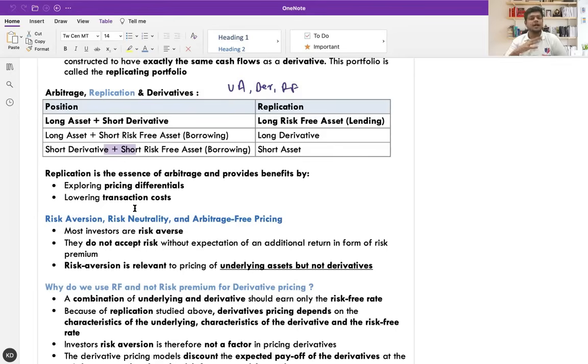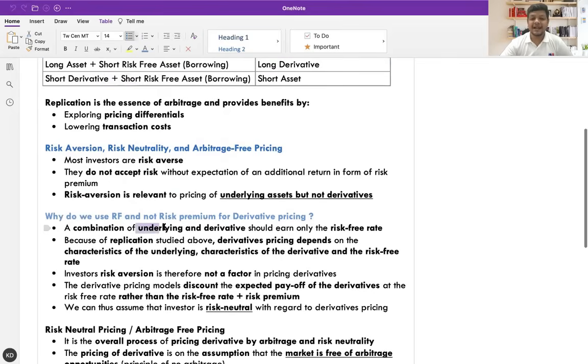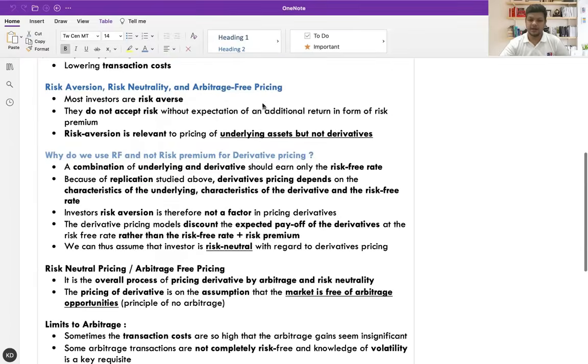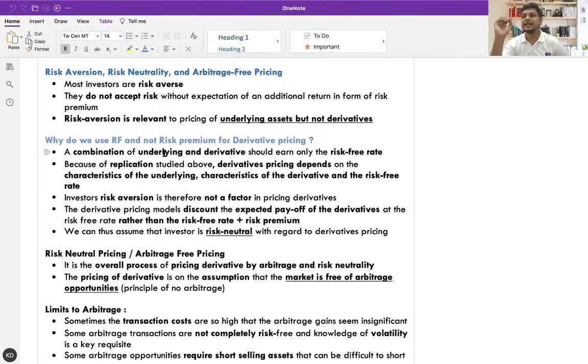Clear? Now, how is this connected with the concept of derivative pricing? Let's watch that. So, combination of underlying asset and derivative. Out of this replicating, one of the focus will be that you buy a long asset and you take a short position in the derivative. What will be your returns? Your returns will be equal to the risk-free rate. Correct? They are saying that the entire objective of the derivative was to hedge. So if you combine an underlying asset with the derivative, your return should be equal to the risk-free rate. And if that's the case, the discounting should be equal to the risk-free rate.